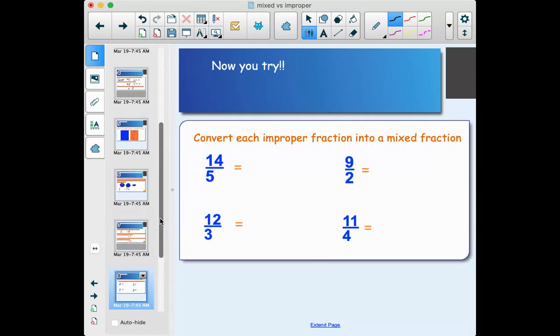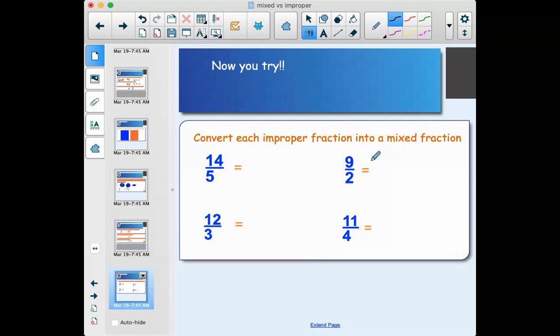Okay. Let's try a few of those. Again, we'll do the first one together, then I'll let you give the others a try. So 14/5. 5 goes into 14 2 times. All right, 5 is 5, 10, 15 would be too many. It goes in 2 times with 4 left over. So it's 2 and 4/5. All right, I'm going to pause the video here, see if you can come up with mixed numbers for these, and then we'll unpause and check. Good luck.